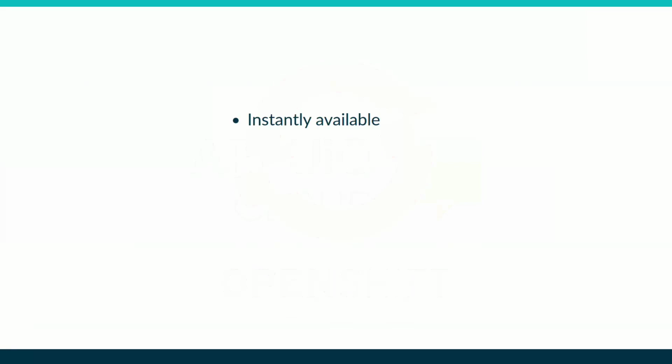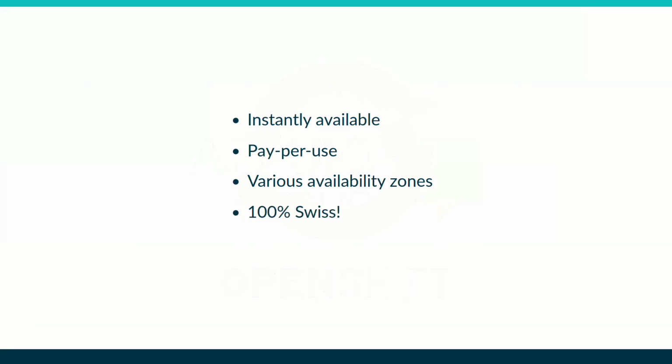APPUiO Cloud is instantly available, giving you an OpenShift project in minutes ready to use. With APPUiO Cloud, you only pay for the resources you actually use. APPUiO Cloud is multi-cloud, available in different availability zones and spread over different cloud providers. APPUiO Cloud is 100% Swiss, hosted in Swiss data centers. It offers the most advanced security features, including SELinux, Cilium, two-factor authentication, and Let's Encrypt.